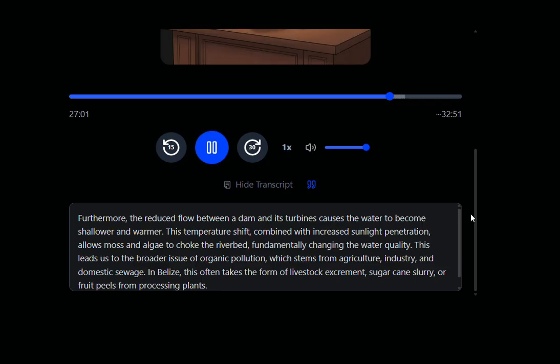Furthermore, the reduced flow between a dam and its turbines causes the water to become shallower and warmer. This temperature shift, combined with increased sunlight penetration, allows moss and algae to choke the riverbed, fundamentally changing the water quality. This leads us to the broader issue of organic pollution, which stems from agriculture, industry, and domestic sewage.